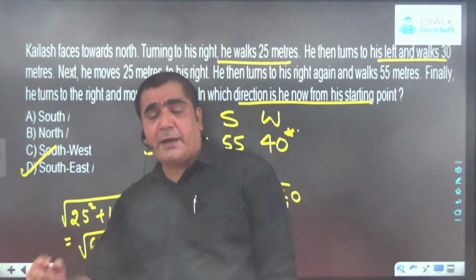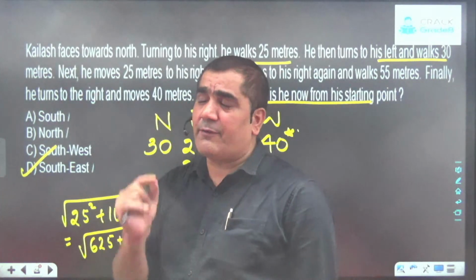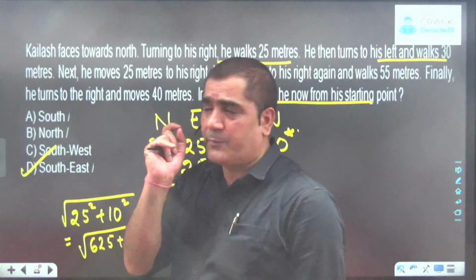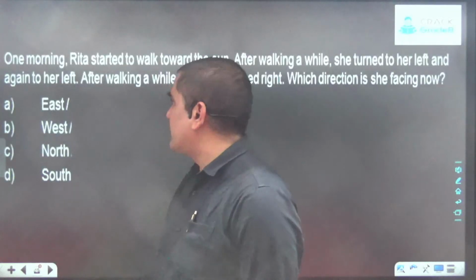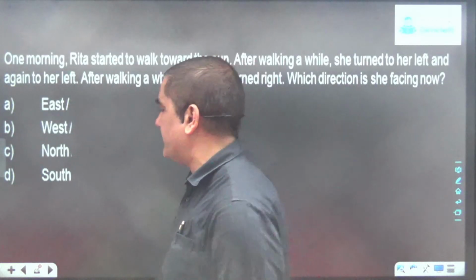Clear? So that part I am going to cover in the next class. The next class will be based on the two persons movement problem.